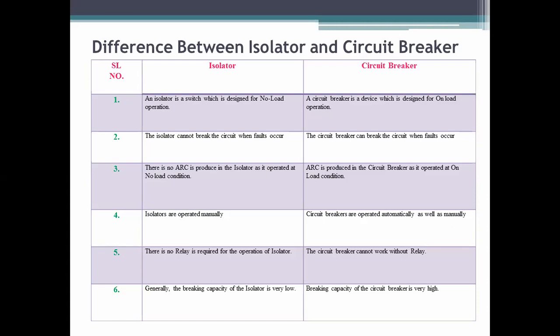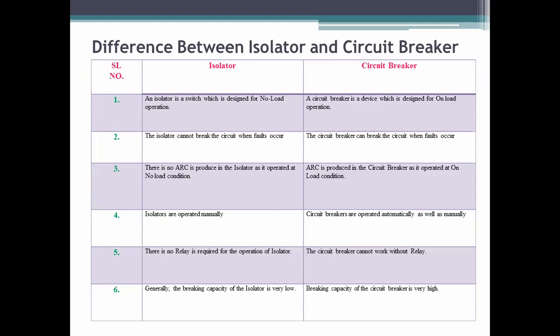If no load is connected there, any type of fault will not produce an arc in these isolators. Then circuit breakers: the arc will be produced in the circuit breaker because it operates on load condition. We are using loaded circuit breakers, that's why the arc will be struck between the two contacts of the circuit breaker.